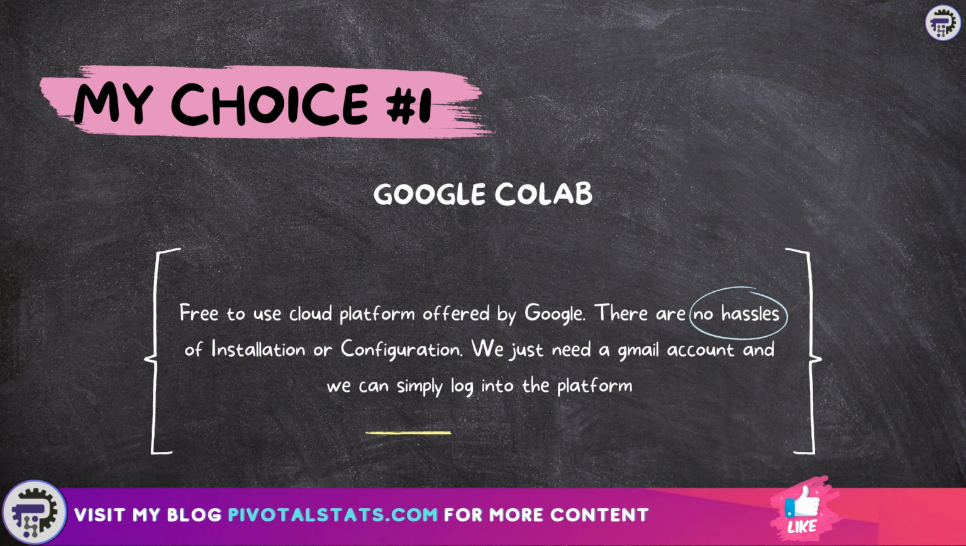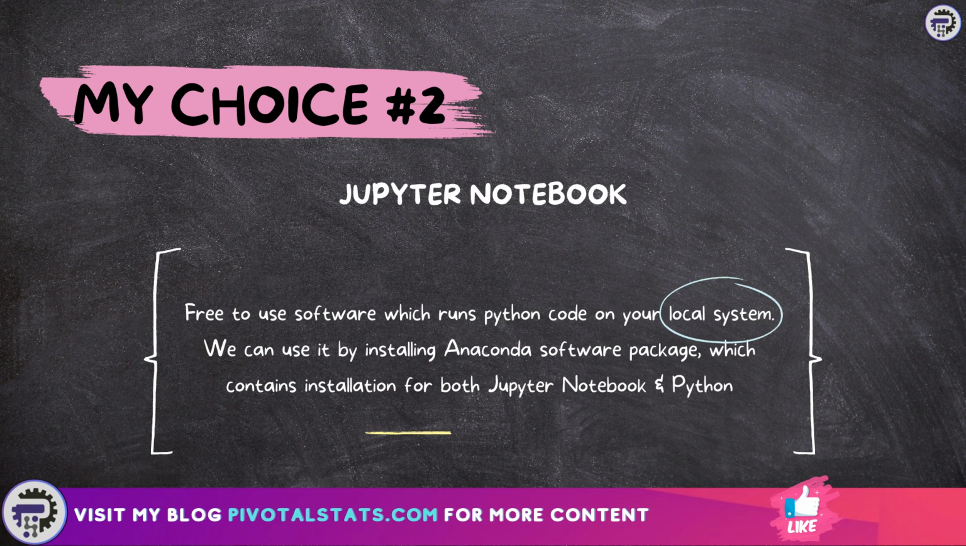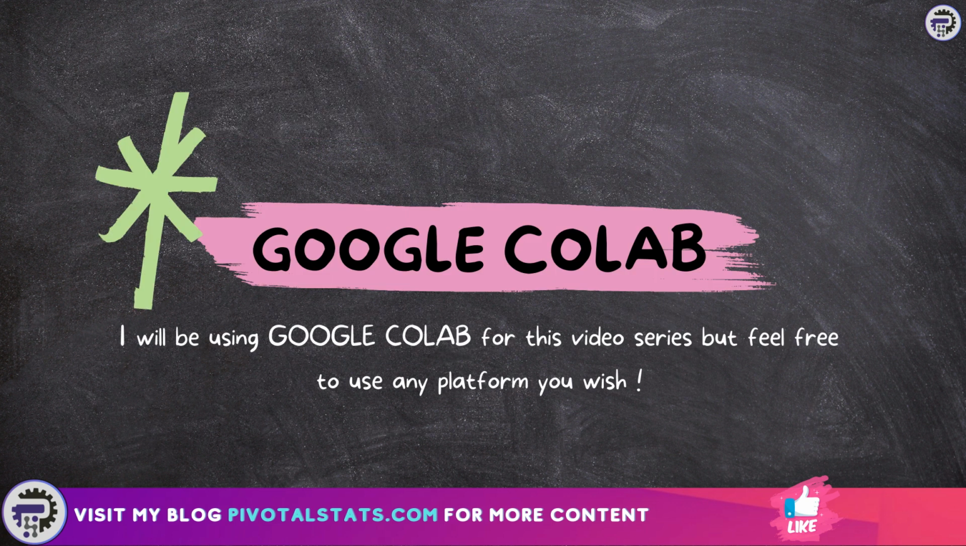So there is no setup time or configuration involved while using Google Colab. And the second option that you have, in case you want to run your Python codes locally and not on a cloud system, is to install Jupyter Notebook on your system. And to do that, you can simply install a software package known as Anaconda, which will contain both Python and Jupyter Notebook installations. But for ease of use and ease of configuration, I'm going to use Google Colab.